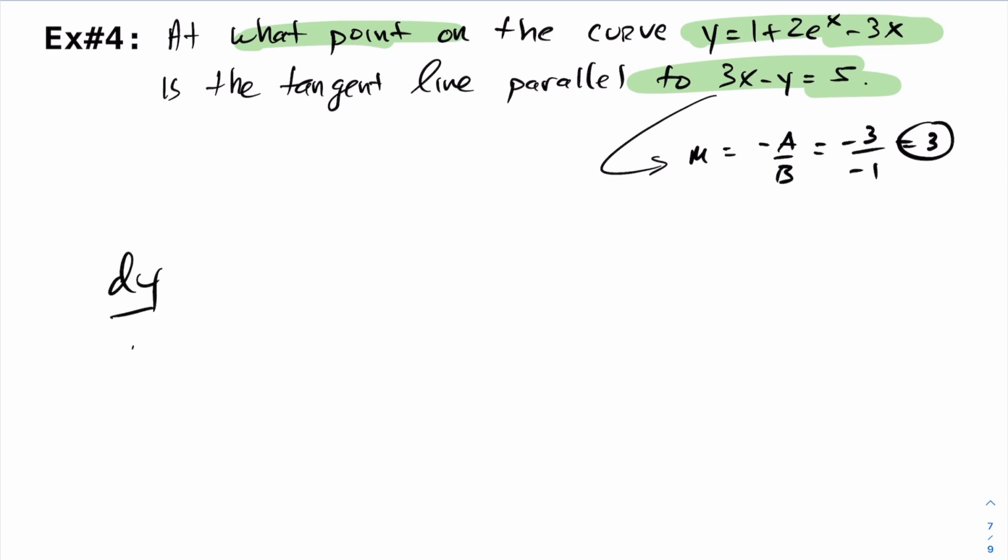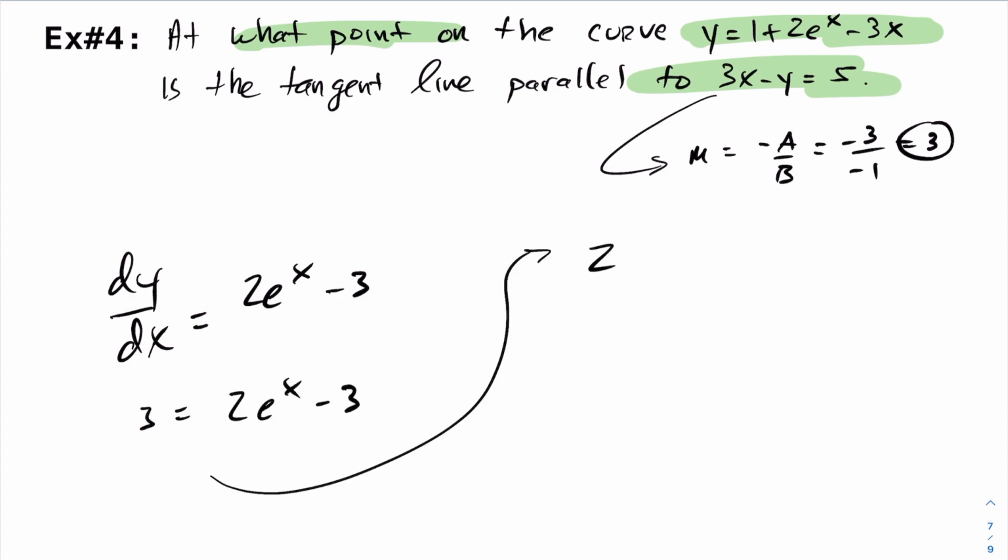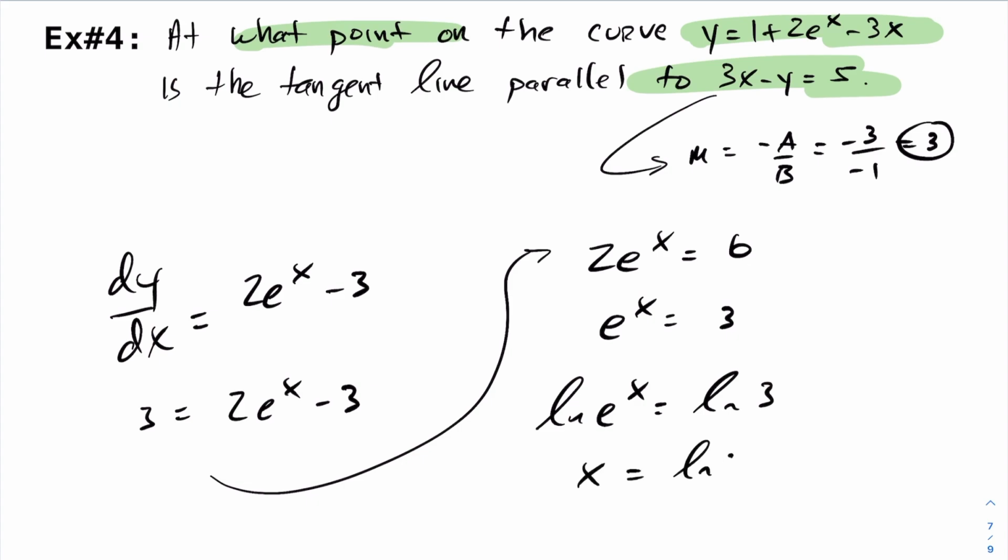So we're going to go ahead and take our dy dx here, in which case we get derivative of 1 is 0, derivative of 2 e to the x is just going to be 2 e to the x, and then derivative of negative 3x is minus 3. We're going to set that equal to 3. Solving for x here, we get 2 e to the x equals 6. E to the x is going to equal 3.